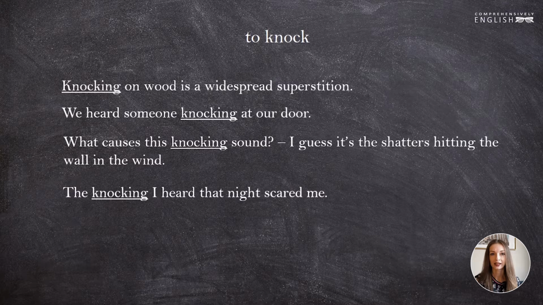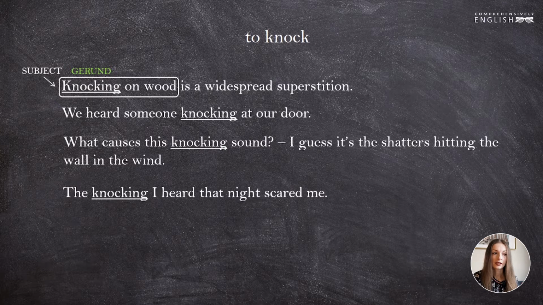As I said, we add the same suffix ing to the verb to knock, and what we received are different grammar phenomena. Let's look at the first sentence. Knocking on wood. What are we dealing with here? Knocking is the gerund in this sentence. Why? Because knocking on wood is the subject. So the ing form here functions as a noun.